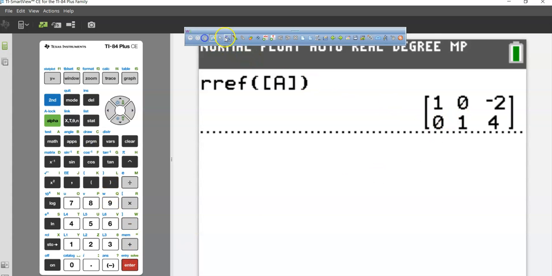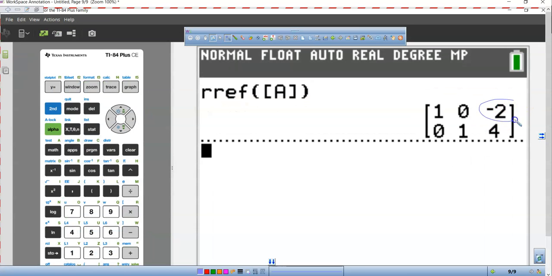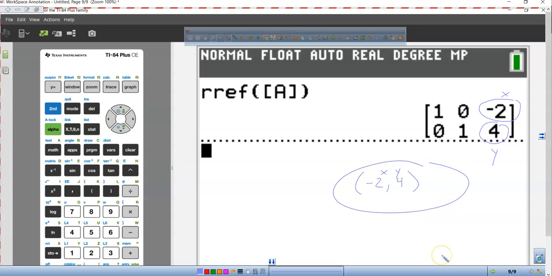You're like, well, how do you interpret your answers? This is equal to your x value, and this is equal to your y value. So my ordered pair for the solution would be negative 2 and 4. That's your x value of the solution and your y.